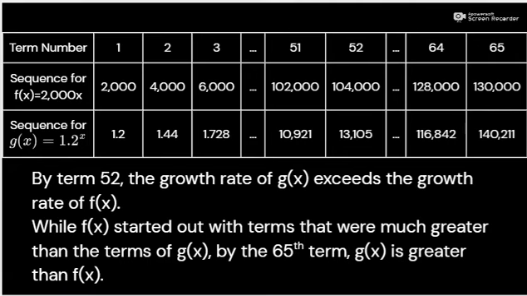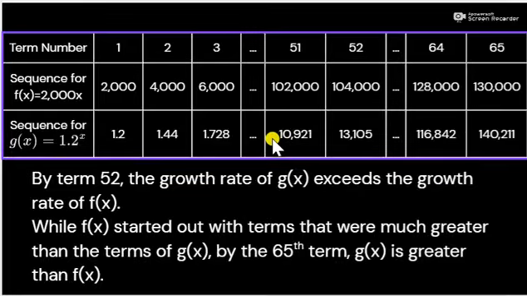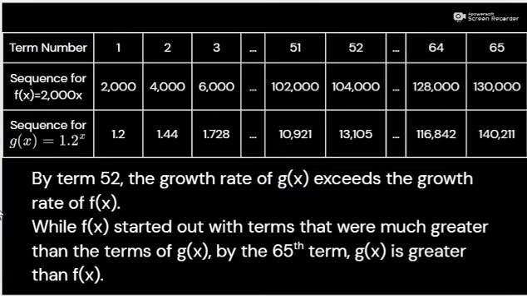Oh, it's because it's between the two. So it's 13,105 minus 10,921. Okay, so the difference here is 2,184. This is 2,000. So right here, this one starts to win. This one's getting bigger faster. Okay. While f of x started out with terms that were much greater, here 2,000 is way bigger than 1.2. By the 65th term, g of x is greater than f of x.